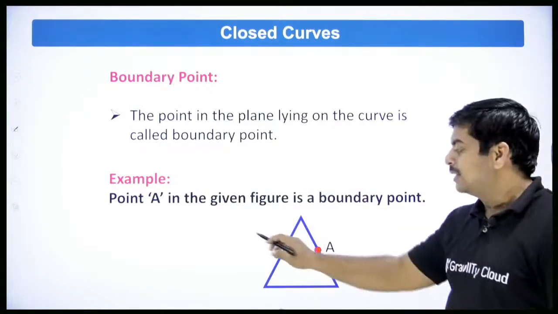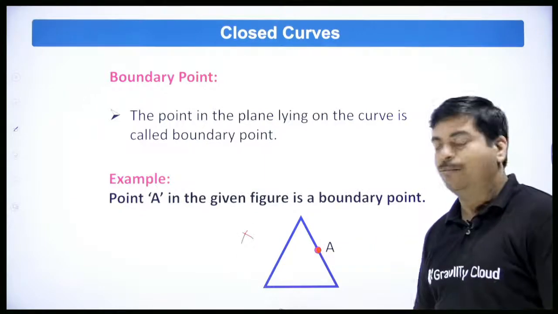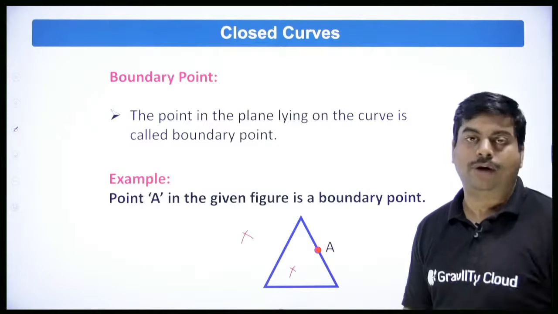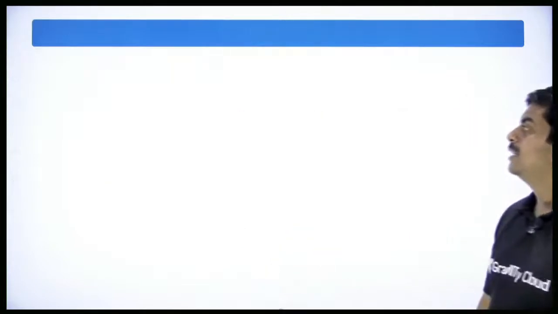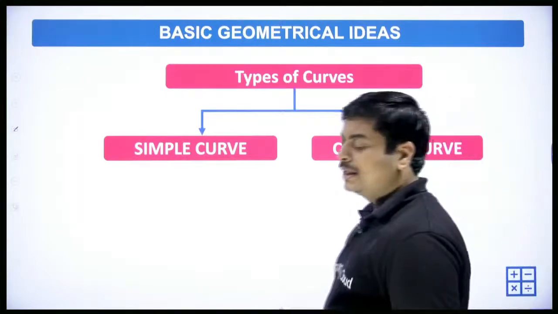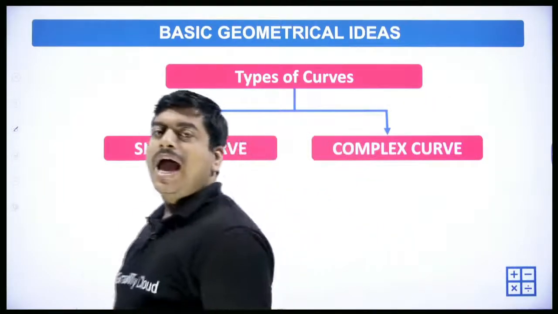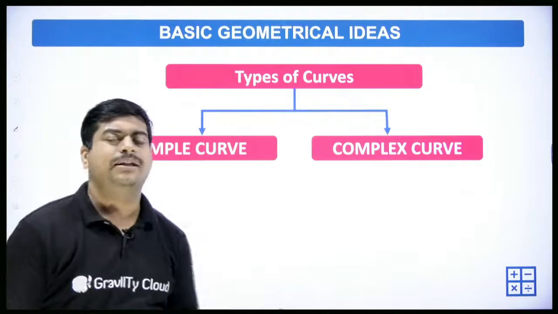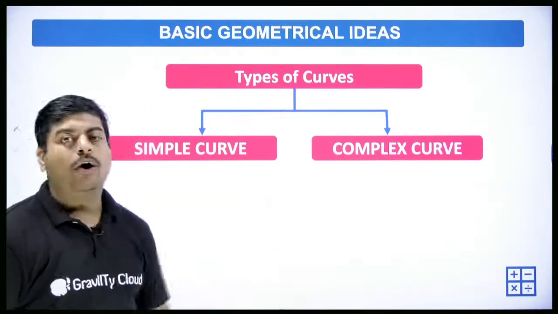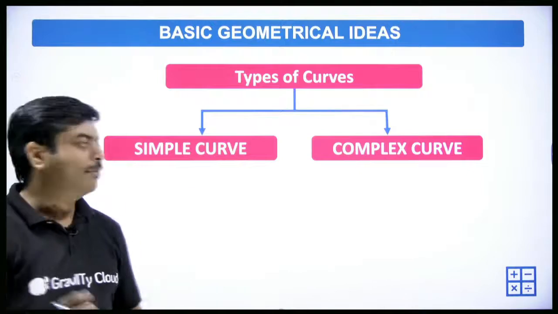The point which is external is called exterior point. This is interior point, and this is called boundary point. Right? So let's see what else we can see here. Okay, so we have few things here: a simple curve and a complex curve. What do you mean by simple curve and what do you mean by complex curve? Can you tell me some examples?